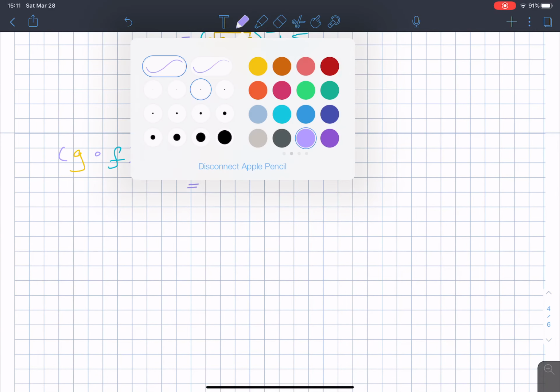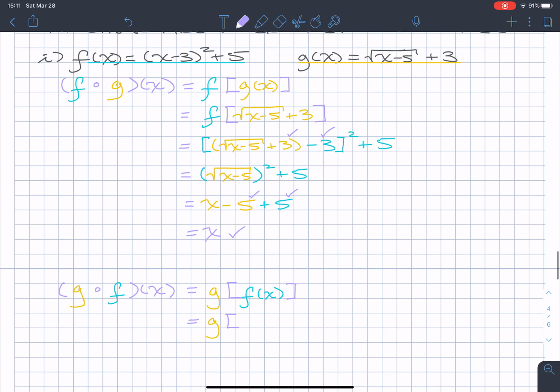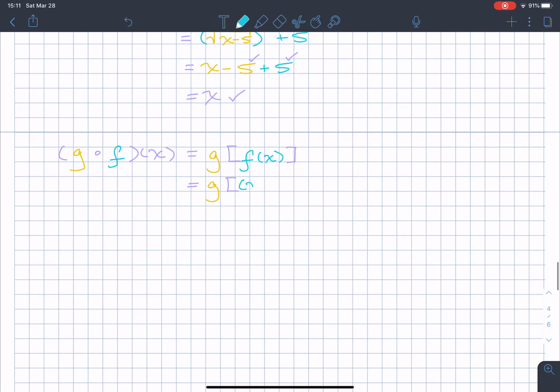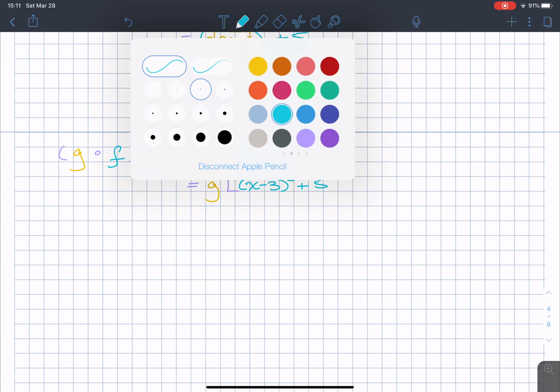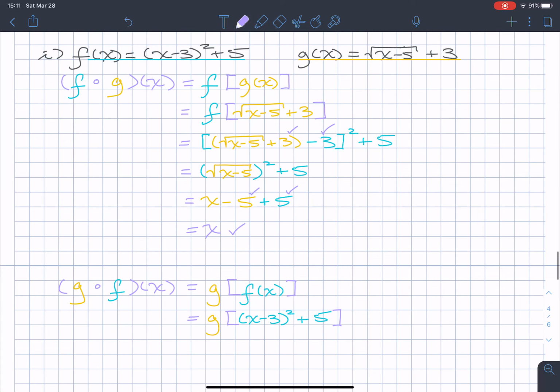So let me write that extra step down here too. So into the function g now, I want to plug in the whole function f of x. So what is f of x? It is quantity x minus 3 squared plus 5. Now that is my input into the function g. So g takes the input, subtracts 5, takes the square root of that, and adds 3. Okay?